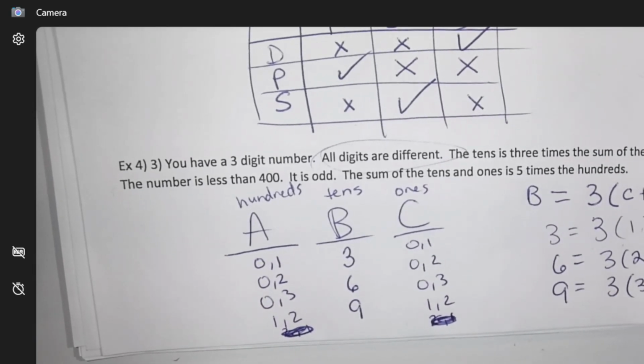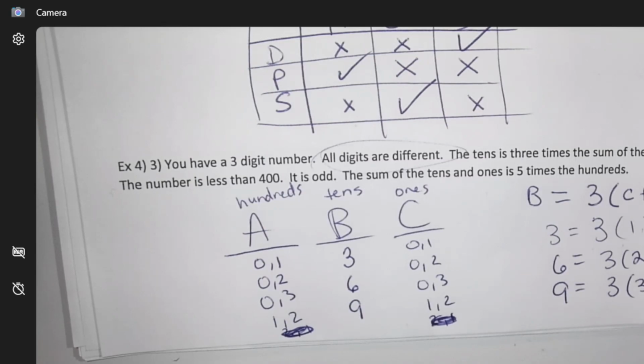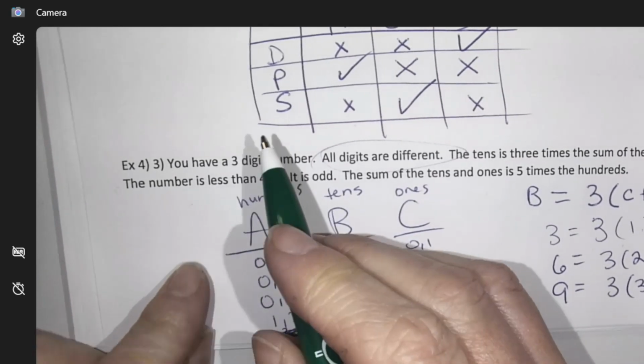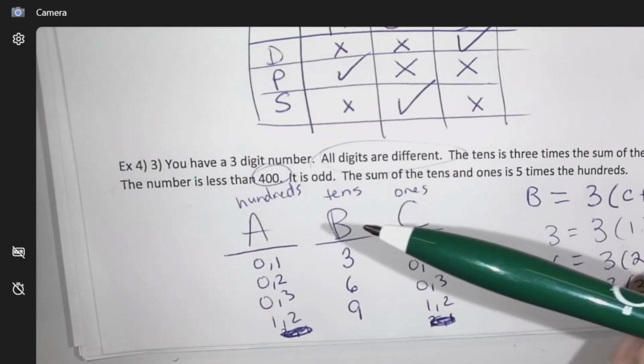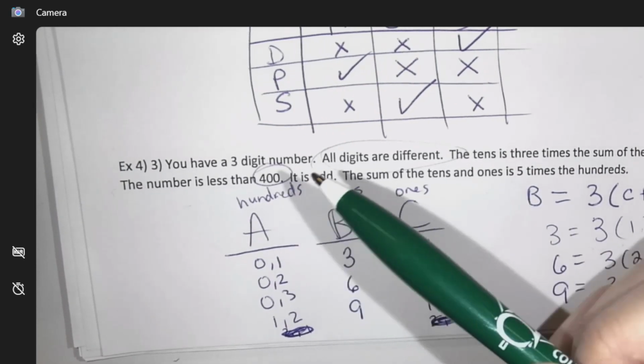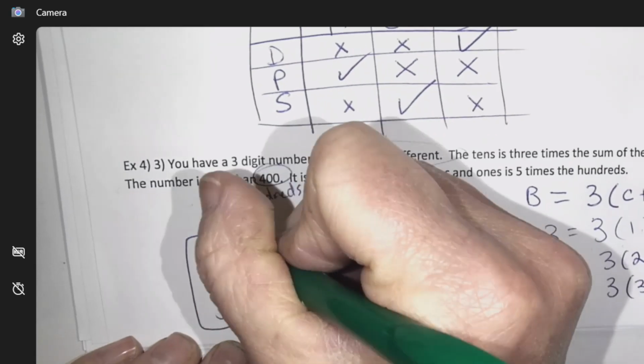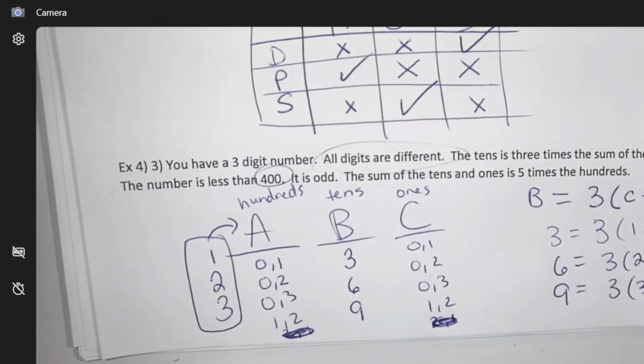Okay, so now I have some options here. Okay, the number is less than 400. So what do you know about a number that's less than 400? It has to start with either a 1, a 2, or a 3. It has to be.